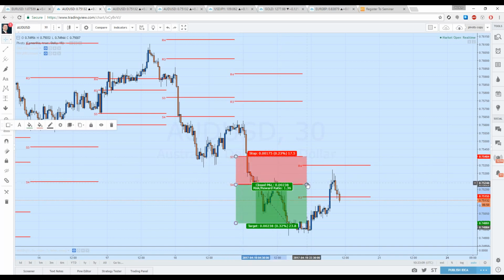75.23. Okay, 75.23. Risk was set 17 pips higher.